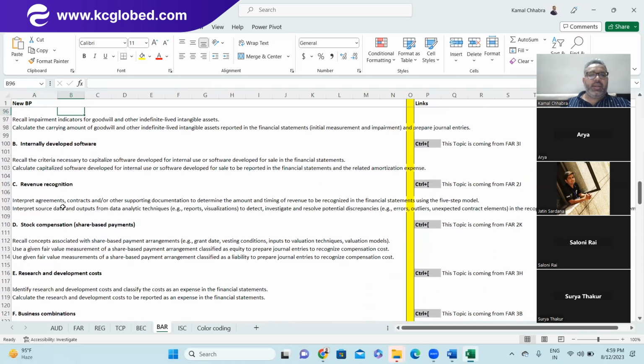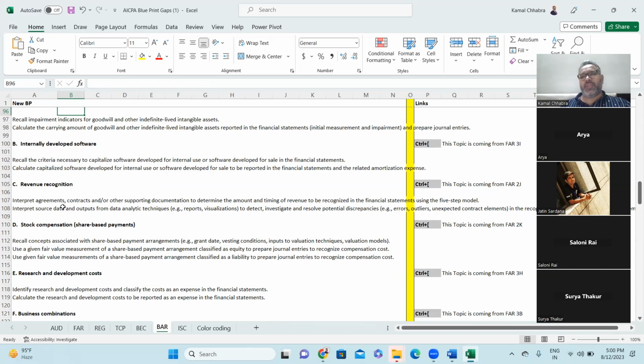Second is internally developed software. That means, for example, you have your internal tech team and you are developing software. Whether you can capitalize that software or you have to expense it off, the accounting treatment depends on the category of the software which you have developed. There are certain rules according to GAAP that you need to follow. We'll be discussing that in internally developed software.